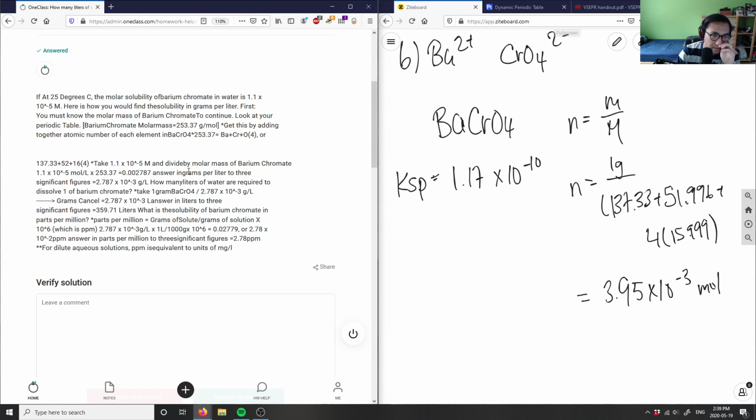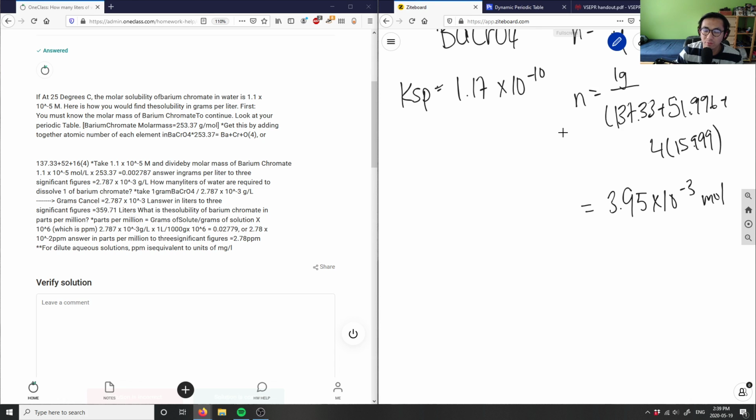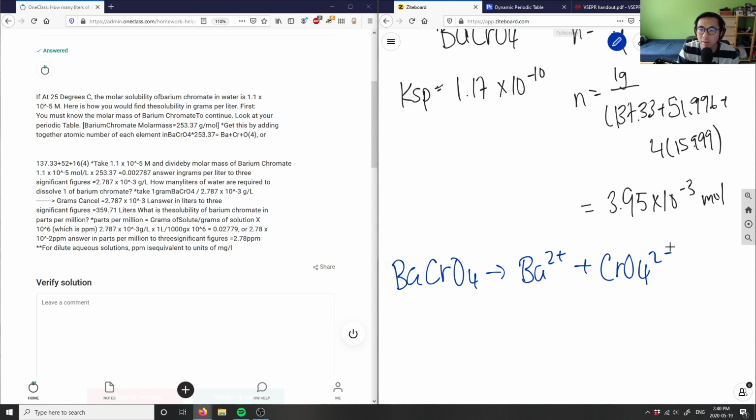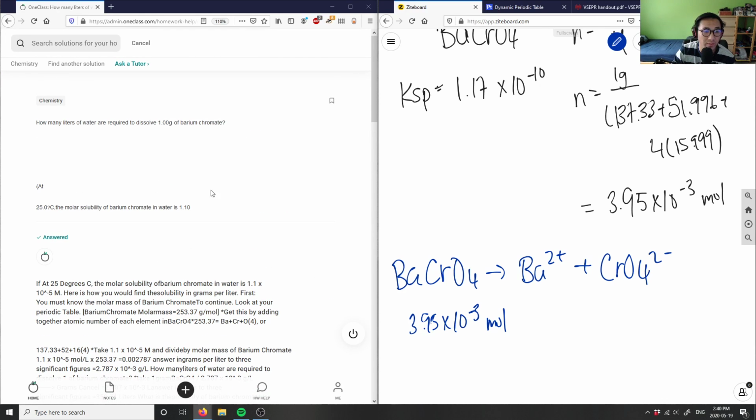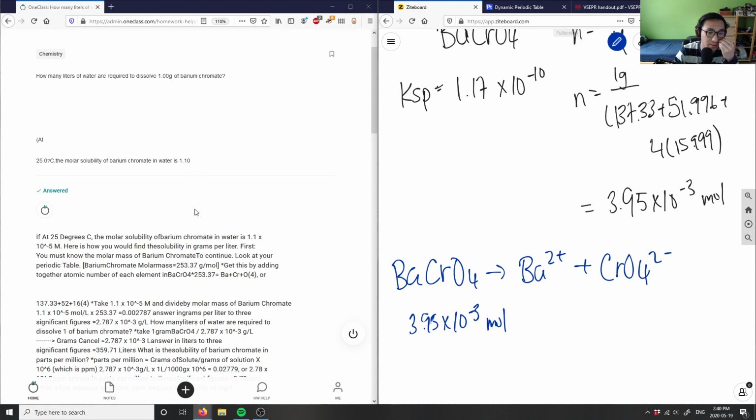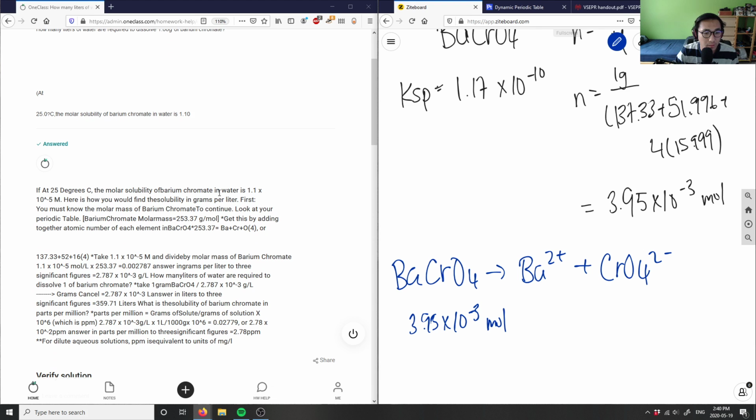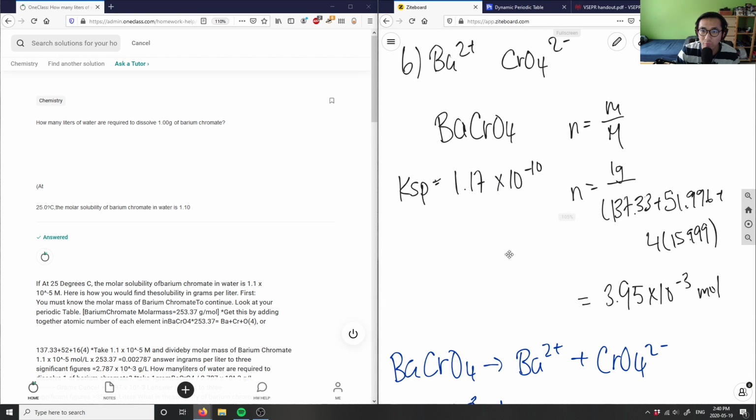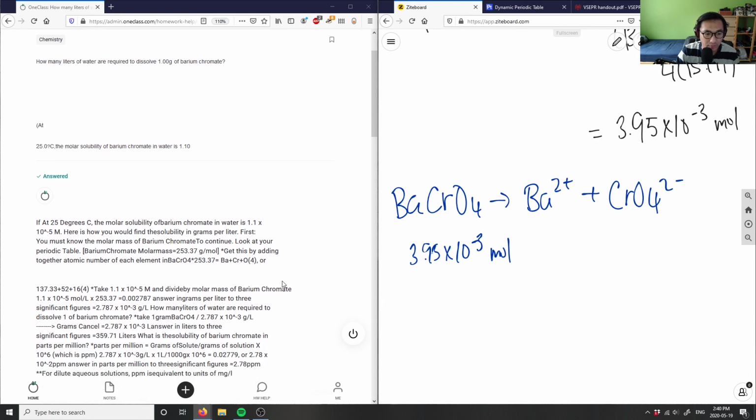Let's see. So if I want to actually solve this problem by myself, I can basically write down the chemical reaction, right? BaCrO4 is going to dissociate into Ba2 plus and CrO4 2 minus here, right? And I know the moles of this is 3.95 times 10 to the negative 3 moles. And what I want to do is find the molar solubility. Oh, the molar solubility is 1.10 actually, or I think it's 1.10 times 10 to the negative something. And I think that's what they were trying to solve for here. But I think it's cut off or something, so they didn't actually give me the answer here.